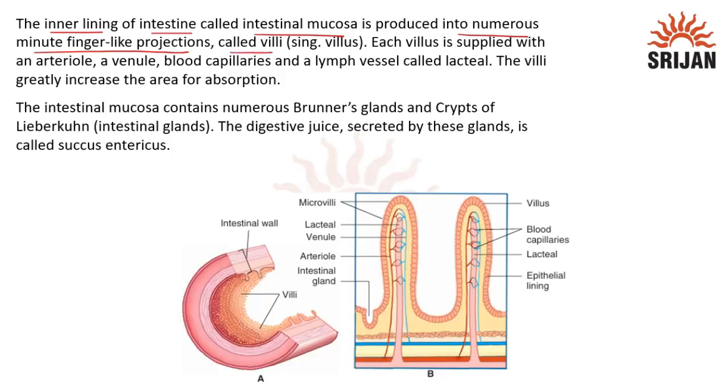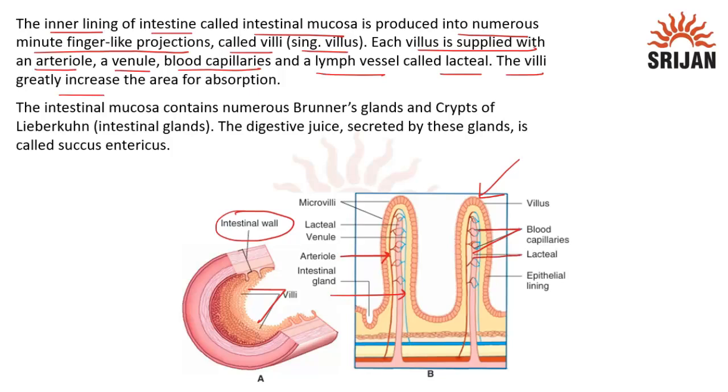Then the inner lining of the intestine, called intestinal mucosa, is produced into numerous minute finger-like projections called villi. In singular it will be villus. So here we can see this is a villus. These villi are present in the intestinal wall of the small intestine. Each villus is supplied with an arteriole, a venule, blood capillaries, and a lymph vessel called lacteal. So here we can see the arteriole, the venule, the blood capillaries, and this is the lacteal.